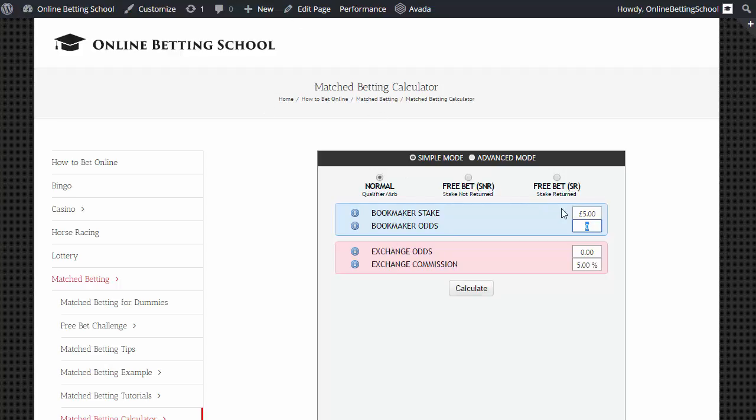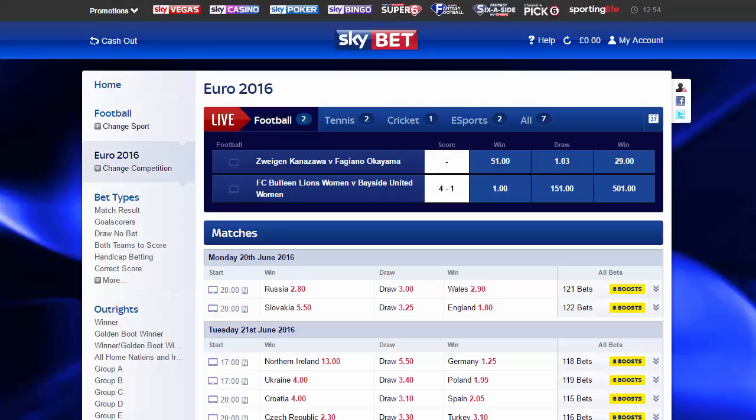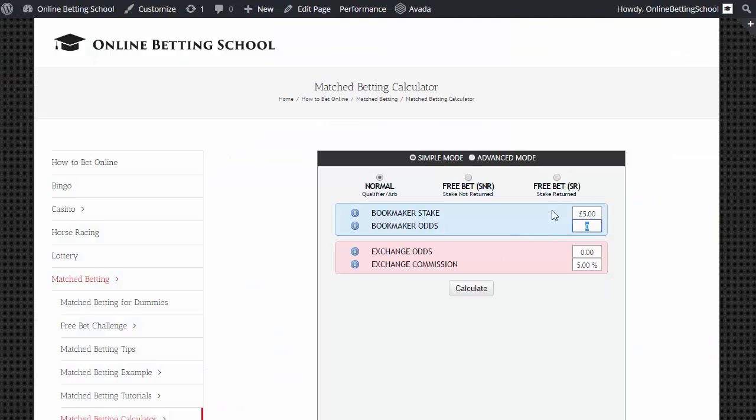So let's take an exact match for an example. This is during the Euro 2016, and we've got a match tonight where England are playing Slovakia. And you can see the decimal odds here. Slovakia is at 5.50, so they're the outsiders, and England are the favourites at 1.80. So what we'll do is we'll pick the draw, because we like to get our qualifying bet, and the qualifying bet is the first bet in when you do match betting.